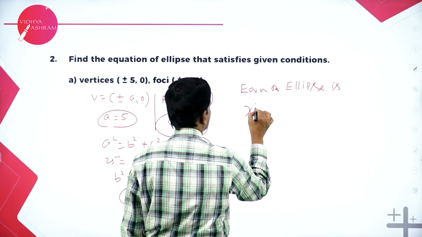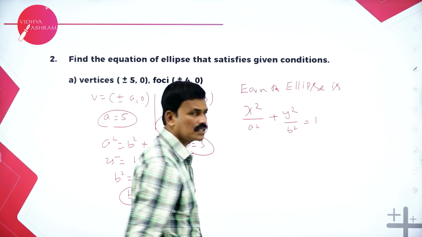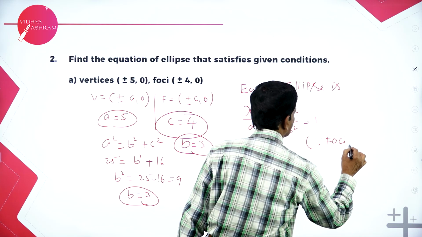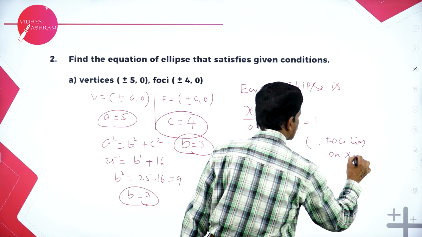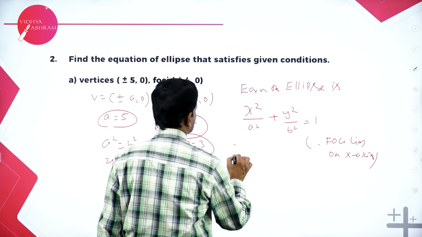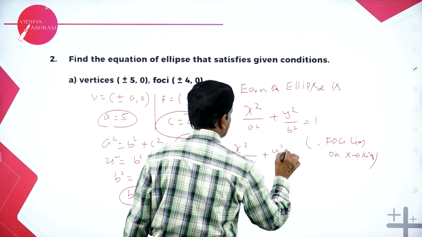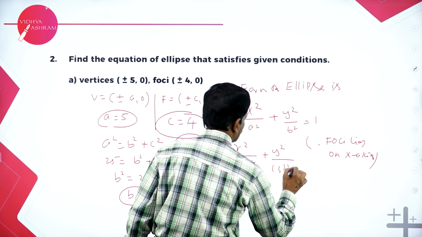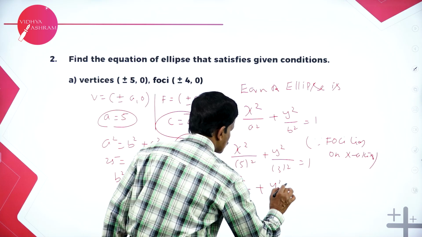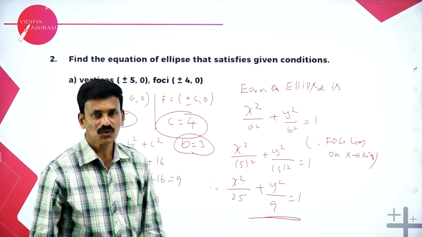Now therefore the required equation of the ellipse is x square by a square plus y square by b square is equal to 1. Since the foci lie on the x-axis, the equation of the ellipse is x square by a square plus y square by b square is equal to 1. X square by 5 square plus y square divided by 3 square is equal to 1. That is, the equation of the ellipse is x square by 25 plus y square by 9 is equal to 1, the required equation of the ellipse. That's it. Okay. Hope you followed.